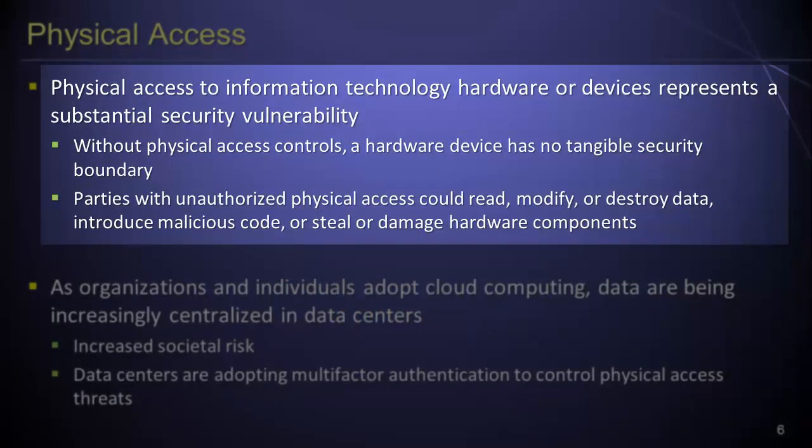If an unauthorized party is able to gain physical access to a hardware device, then she might be able to cause harm in a number of ways. First, a malicious party might be able to read, modify, or destroy sensitive data on a physically unprotected device. Second, a malicious party may be able to easily introduce malicious code or malware onto a physically unprotected device. Third, a malicious party might simply steal an unprotected device or cause physical damage to its hardware components.